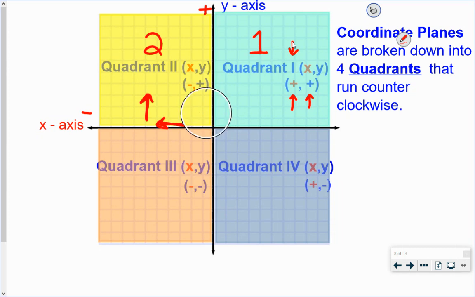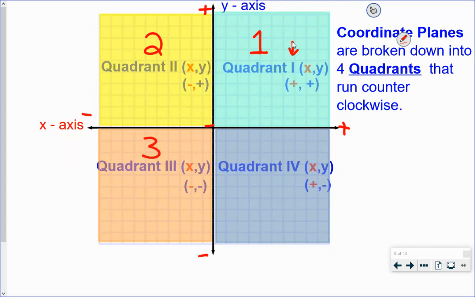Okay. Now the same thing for this one. In quadrant 1, if we go right, that's positive for x. Positive is this way on x. Negative is this way on x. And we went up, so that's positive for y, not negative. Negative goes down. So that's why it's positive, positive. Now, quadrant 3.